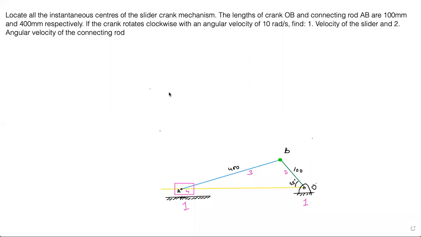So hello students, today our topic is Klein's construction. I would like to explain using this diagram. This process is only applicable for a single slider crank mechanism. You cannot apply it for any other type of mechanism. Here, just by extending the links, you can find out the values.